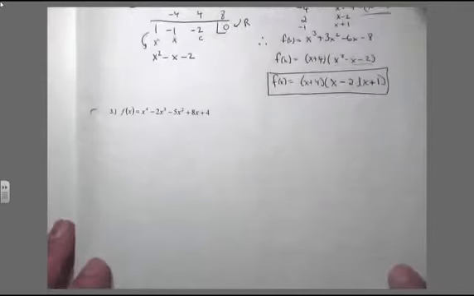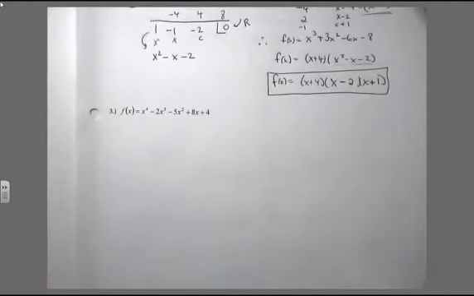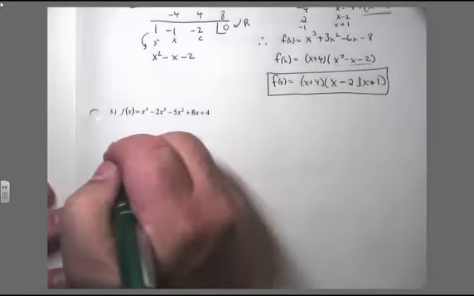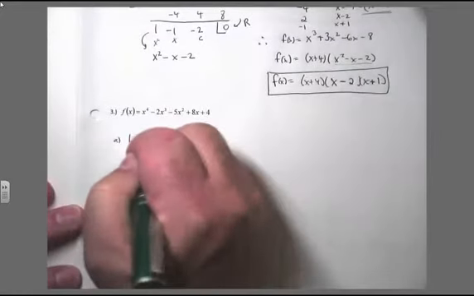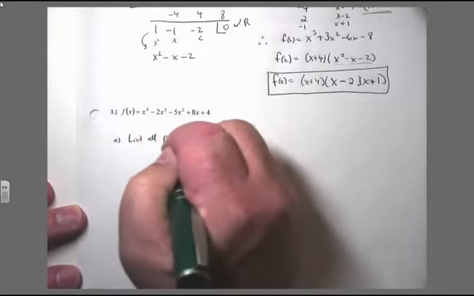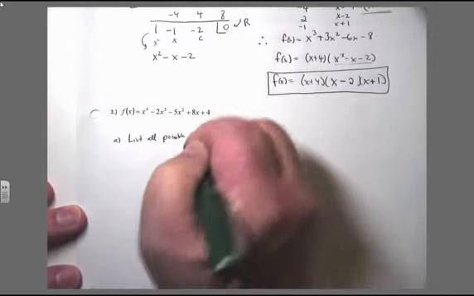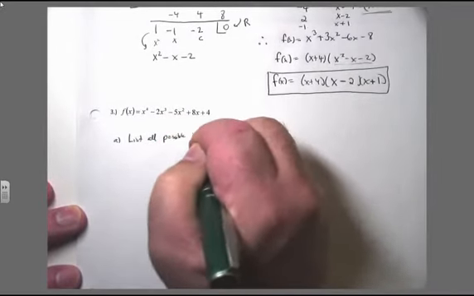Try this one here. Same directions. I want you to take this polynomial, x to the fourth minus 2x cubed minus 5x squared plus 8x plus 4, and I want you to factor it. I want you to factor it in a certain way. First thing I want you to do is part A. I want you to list all possible rational zeros.